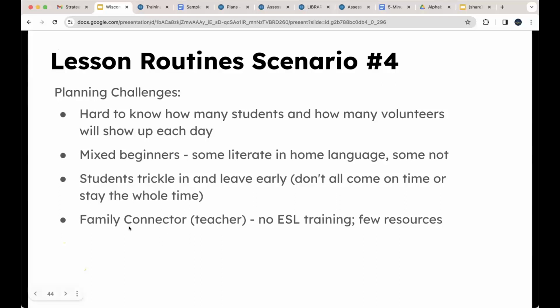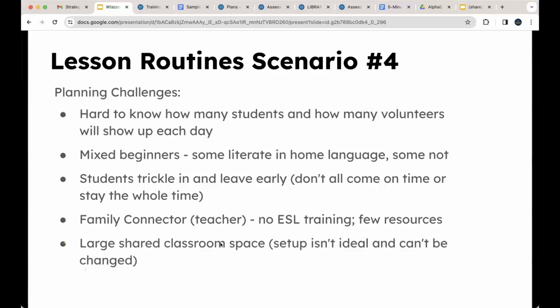There is a paid part-time position called a family connector, and that person is in charge of teaching that class. However, that person doesn't have any training in teaching English language, and there aren't a lot of resources. And it's a large shared classroom space. In the afternoon, that classroom space is used for the after-school program. That program kind of has the authority over that room space, and the setup isn't ideal, but we don't really have the ability to change it.